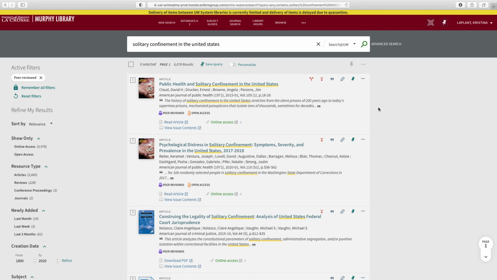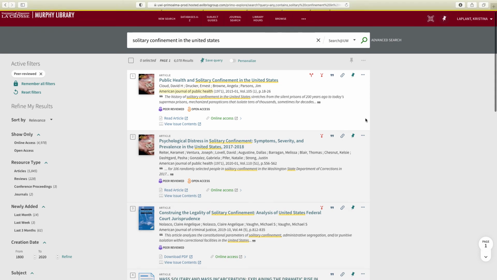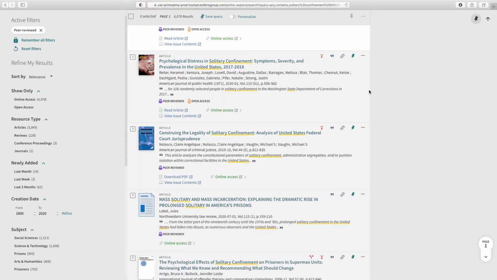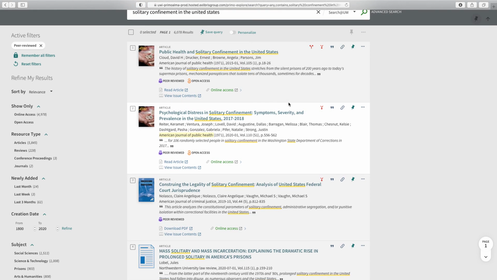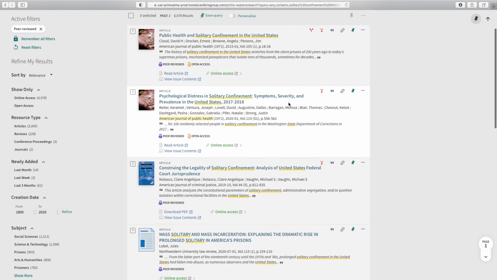We've got public health and solitary confinement in the United States. What's really important here is to look at the journal. Okay, this is published in the American Journal of Public Health. Got it. Let's move on to the next article. We've got psychological distress in solitary confinement. Okay, that sounds interesting. Oh, look, it's the same journal, American Journal of Public Health. All right, well, I might want to list that in the journal section of my homework journal, because it seems like a lot of the things that I'm interested in are all being published in the American Journal of Public Health. So keep that kind of stuff in mind.